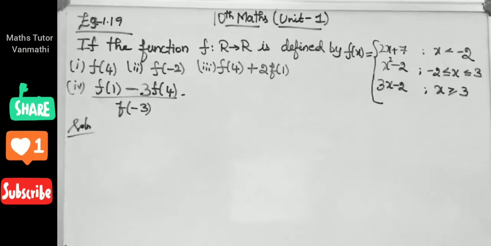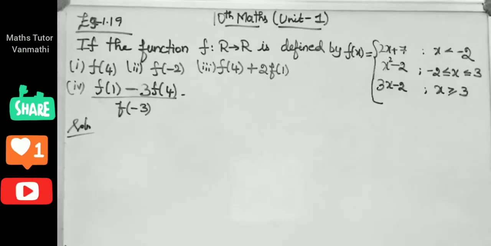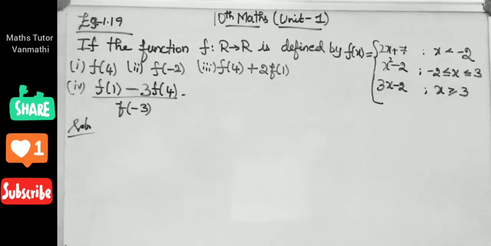We are going to find 4 subdivisions. First is f of 4, second is f of minus 2, third is f of 4 plus 2 into f of 1, fourth is f of 1 minus 3 into f of 4 divided by f of minus 3. This is your question. They have given 3 functions and we are going to find the 4 subdivisions relating to those functions from the intervals and solve this problem. Let us go on to the solution.